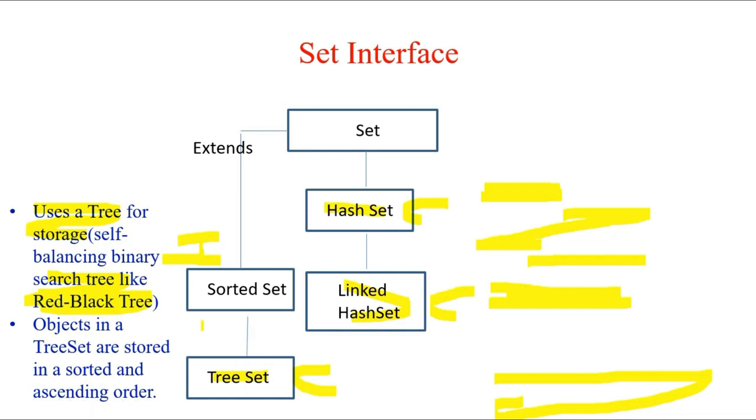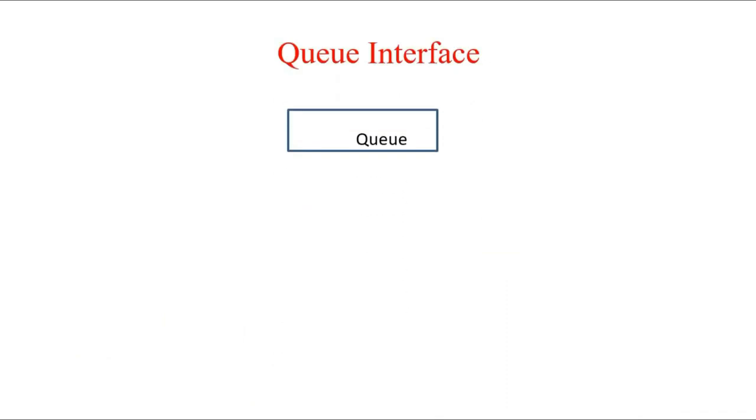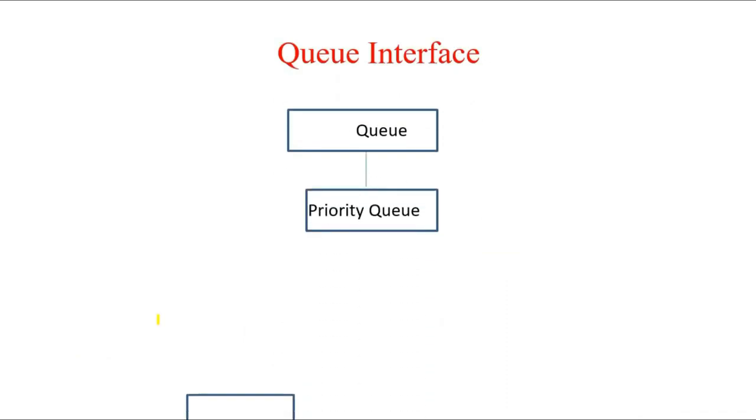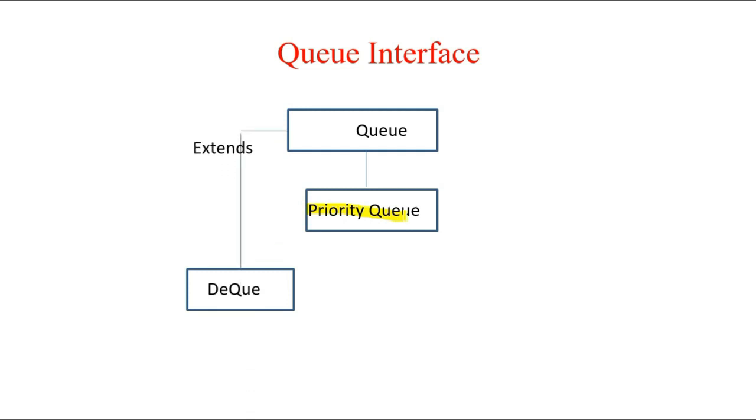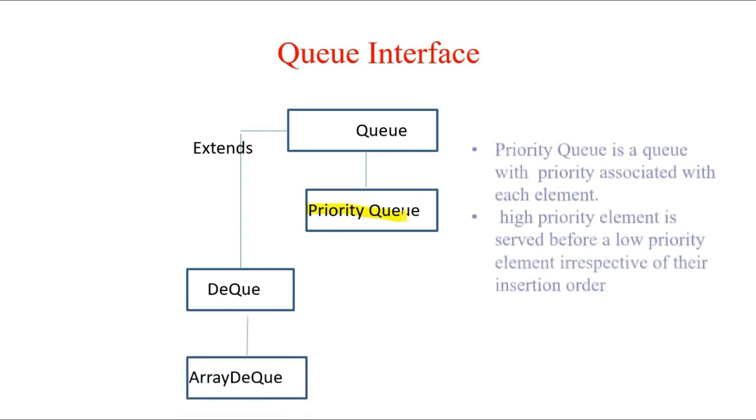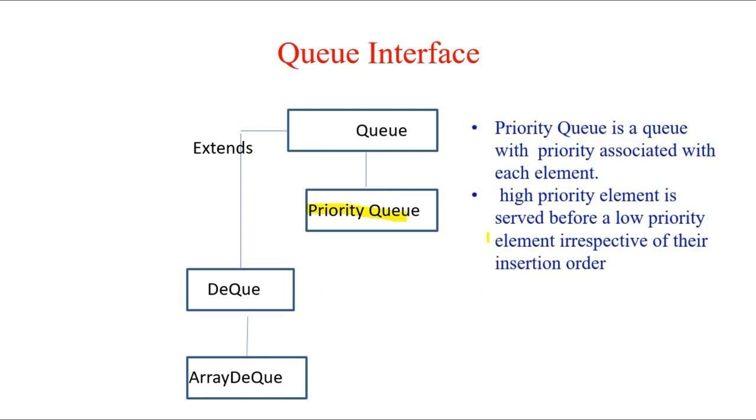So that was all about the set thing. Now let's move towards the queue interface. Now quickly, the queue interface hierarchy says that there is only one implementing class for the queue directly, that is the priority queue. Another interface which extends the queue interface is Deque, and the class implementing this extended interface is ArrayDeque. Now let's see the unique thing about the priority queue, queue and Deque and ArrayDeque.